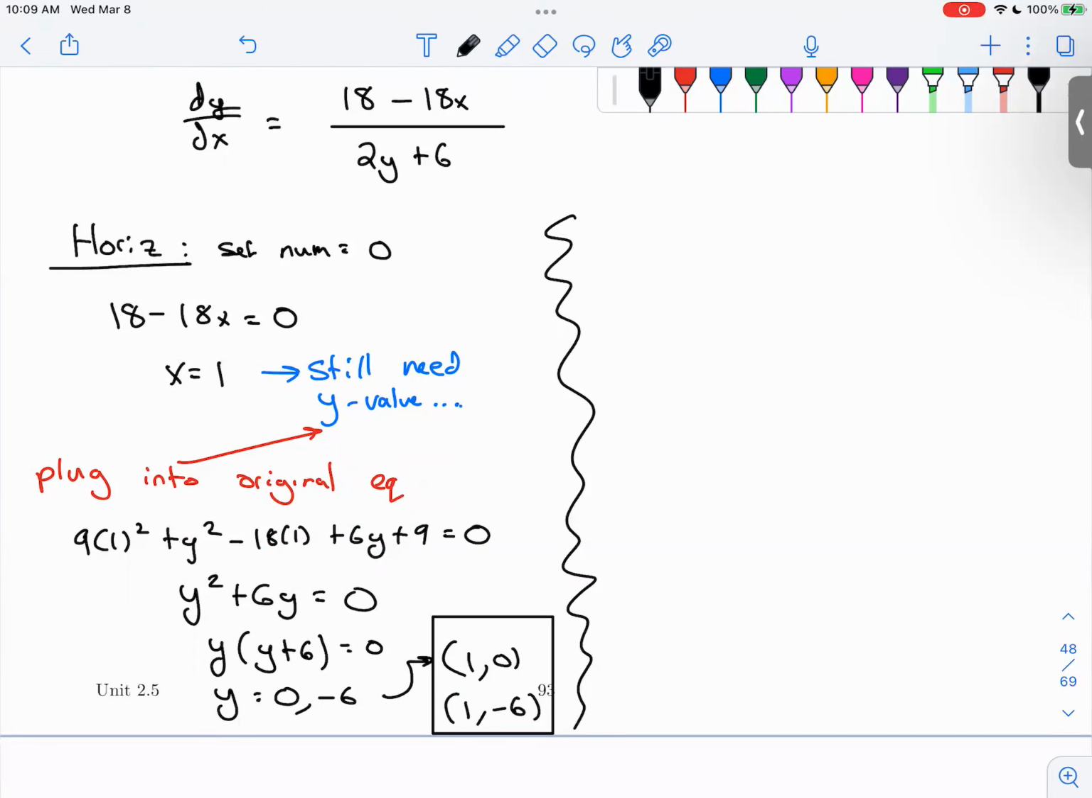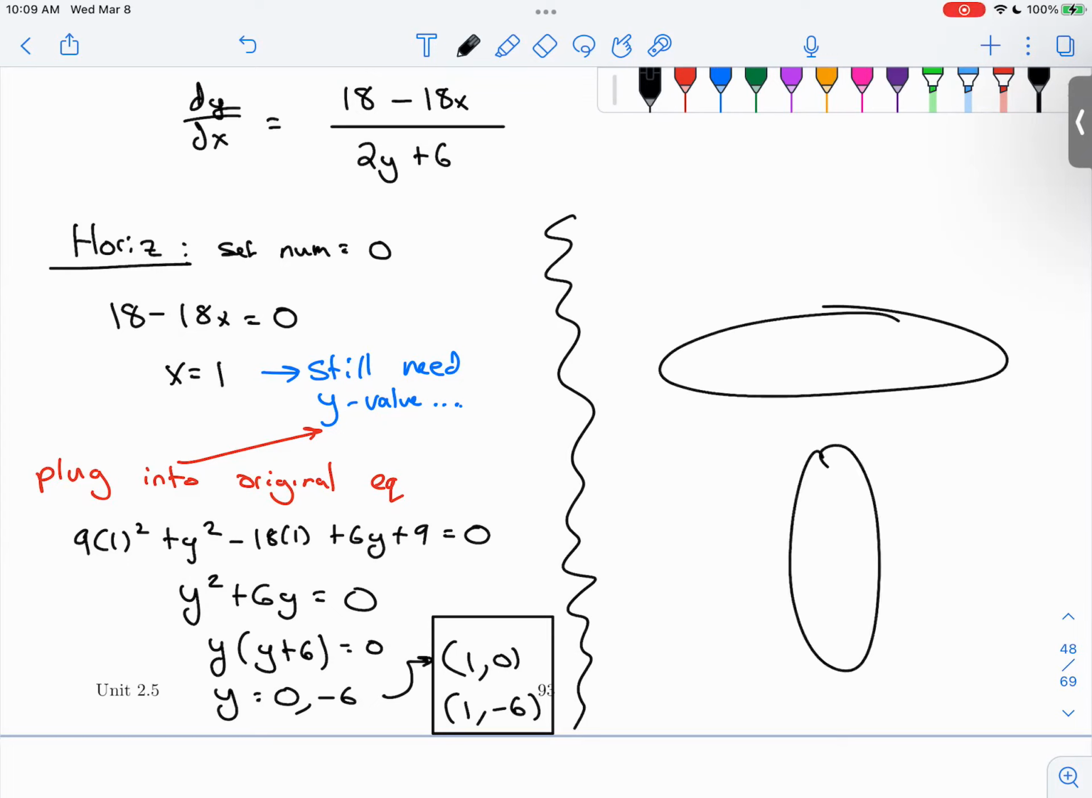So we found the y value. We got 2 y values for our x value. And that makes sense, because as we said, there was going to be 2 points where we have a horizontal, 2 points where we have a vertical. And it makes sense that they're stacked on top of each other, because if you look at the graph of an ellipse, regardless of what shape it is, whether it's like this shape or this shape, the horizontal tangent lines have the exact same x value, just 2 different y values. So it works out that way.